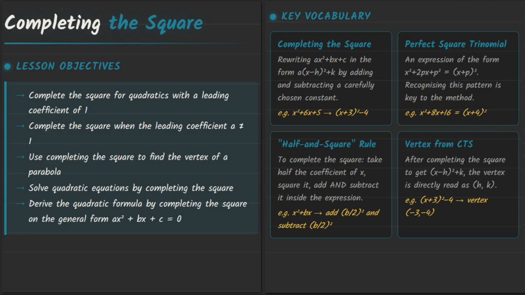In this lesson, we are looking at completing the square. By the end of this lesson, you should be able to complete the square for quadratics with leading coefficient of 1, and also complete the square when the leading coefficient is not equal to 1. You'll be able to use the completion of square to find the vertex of a parabola. You'll be able to solve quadratic equations by completing the square, and finally, you'll be able to derive the quadratic formula by completing the square on the general form ax squared plus bx plus c.